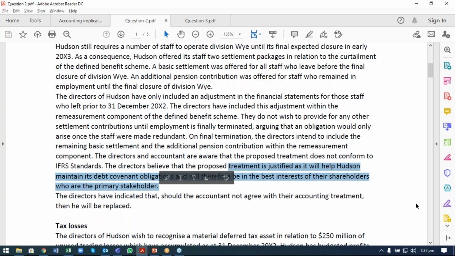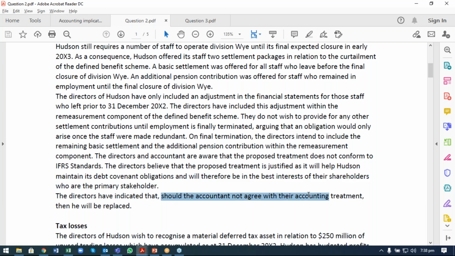You can see here, directors are only considering the interest of one stakeholder or one section, that is the shareholders, who they consider the primary stakeholders. Directors have indicated that should the accountant not agree with their accounting treatment, then he will be replaced. So there is another indication given by the directors of the company that whatever we say, it's correct. If an accountant thinks the treatment is incorrect and doesn't agree with the directors, then the directors have threatened that the accountant is going to lose his job and would be replaced by some other accountant who agrees with the treatment proposed by the directors.